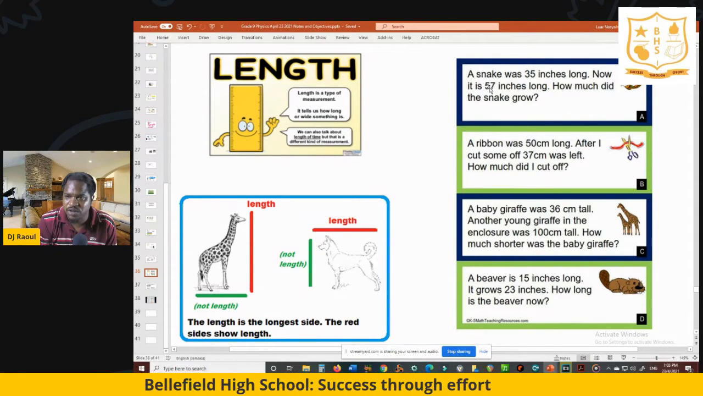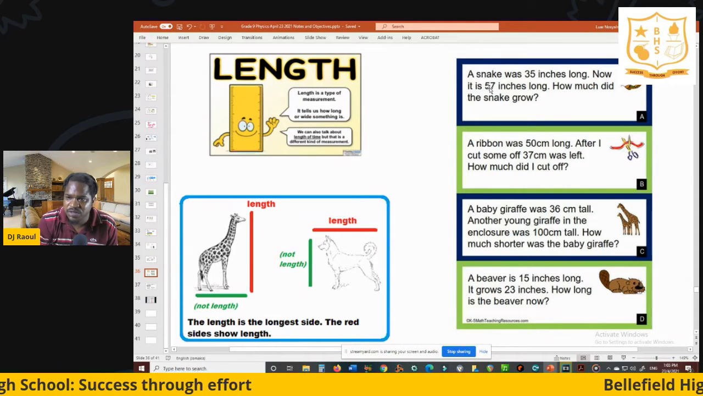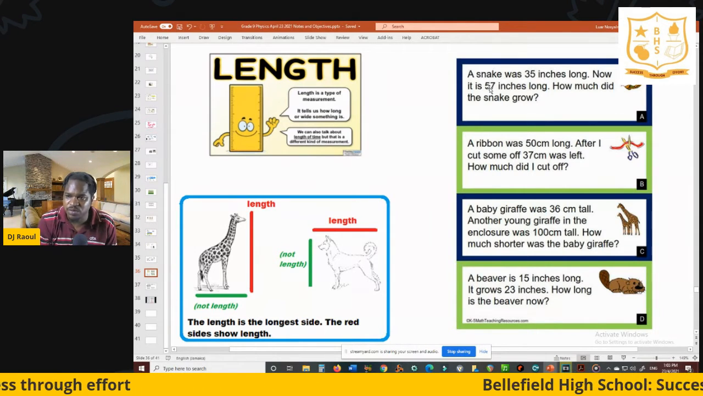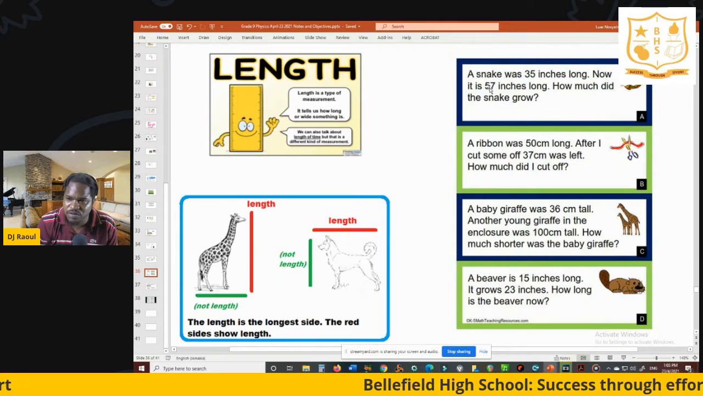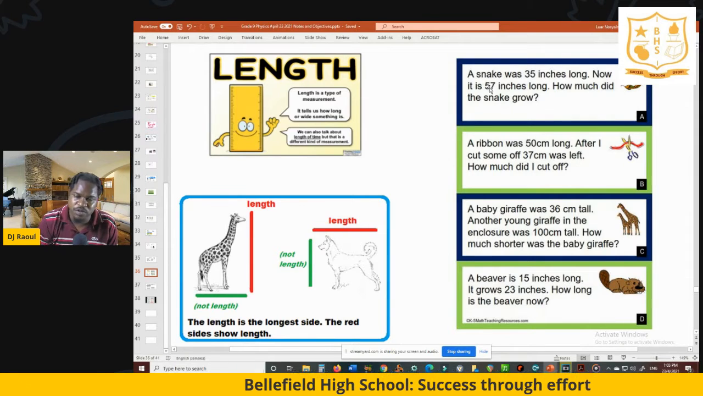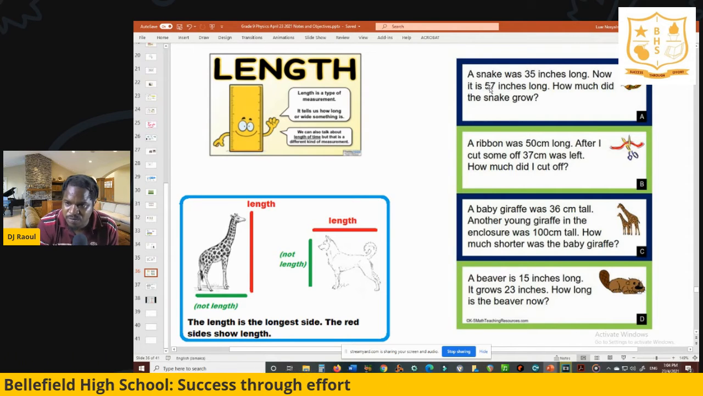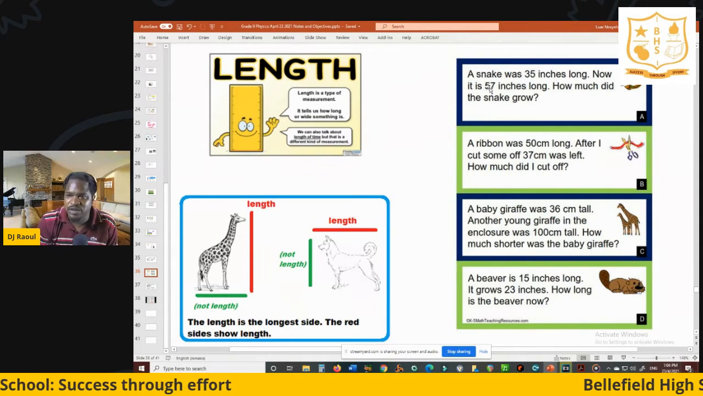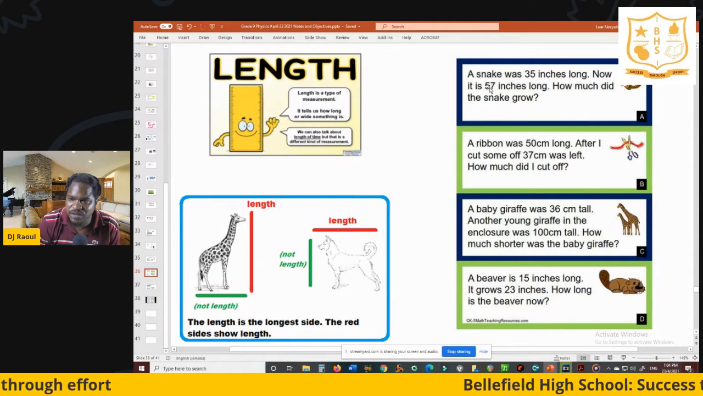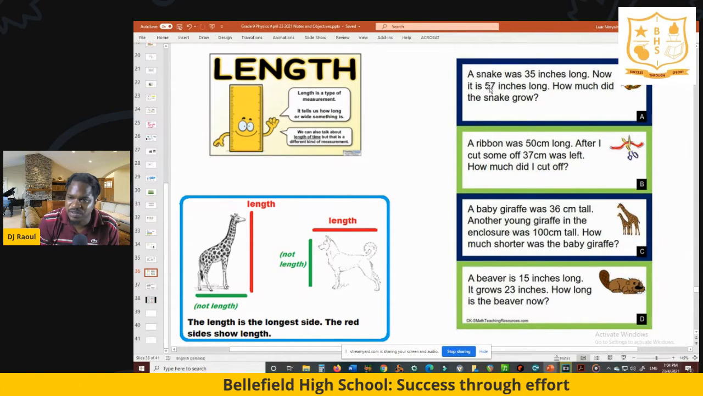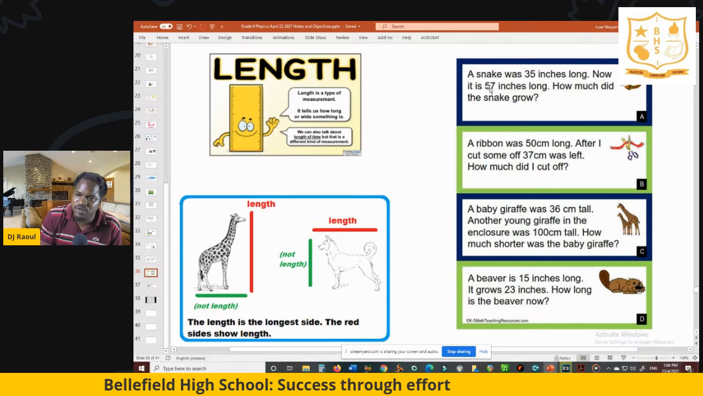A snake was 35 inches long. Now it is 57 inches long. How much did it grow? Basic questions, just to see how you subtract and add measurements here. A ribbon was 50 centimeters long. After cutting off some of it, 37 centimeters was left. How much was cut off?